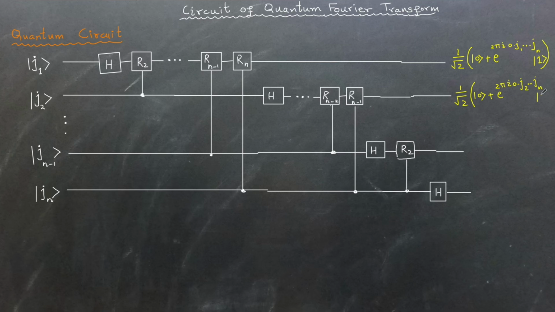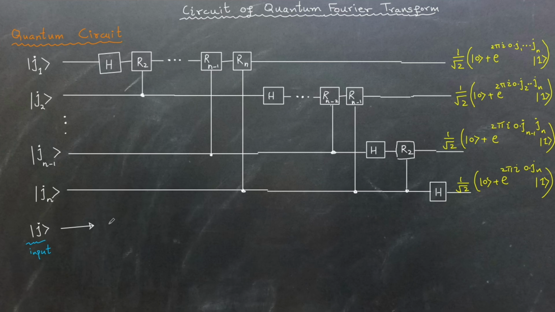Each line follows this pattern, with the fractional binary value starting from the current qubit and including all qubits below it. For example, the second to last line corresponding to ket_jn-1 will have a fractional binary value of 0.jn-1 followed by jn. The final line corresponding to ket_jn will have the simplest fractional binary value of 0.jn, as there are no qubits below it.